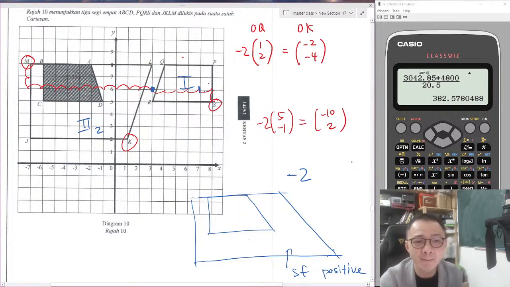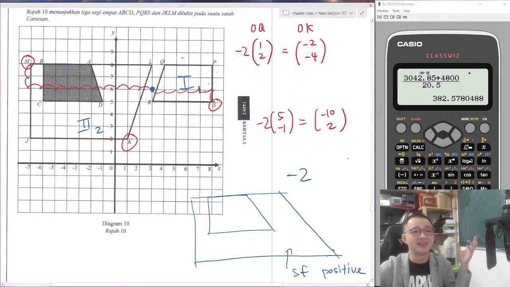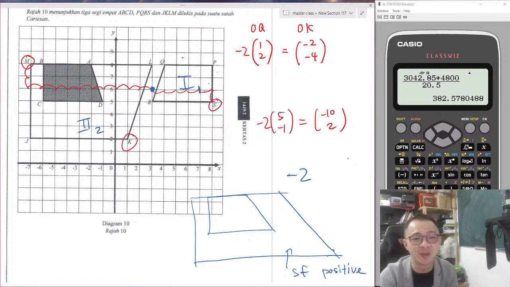Okay, so skew factor equals -2. The object becomes bigger. Only when the skew factor is between -1 and 1 can the object become smaller.